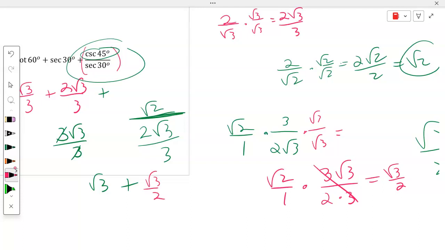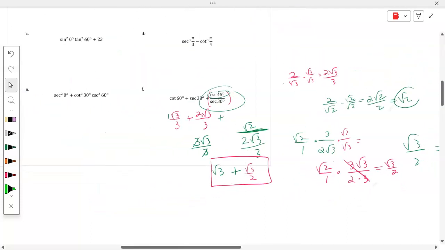And these are technically not like terms. I could, if I wanted to, make them like terms, but it's kind of unnecessary. So I'm just going to leave my answer like that. So obviously the last one, probably the hardest.